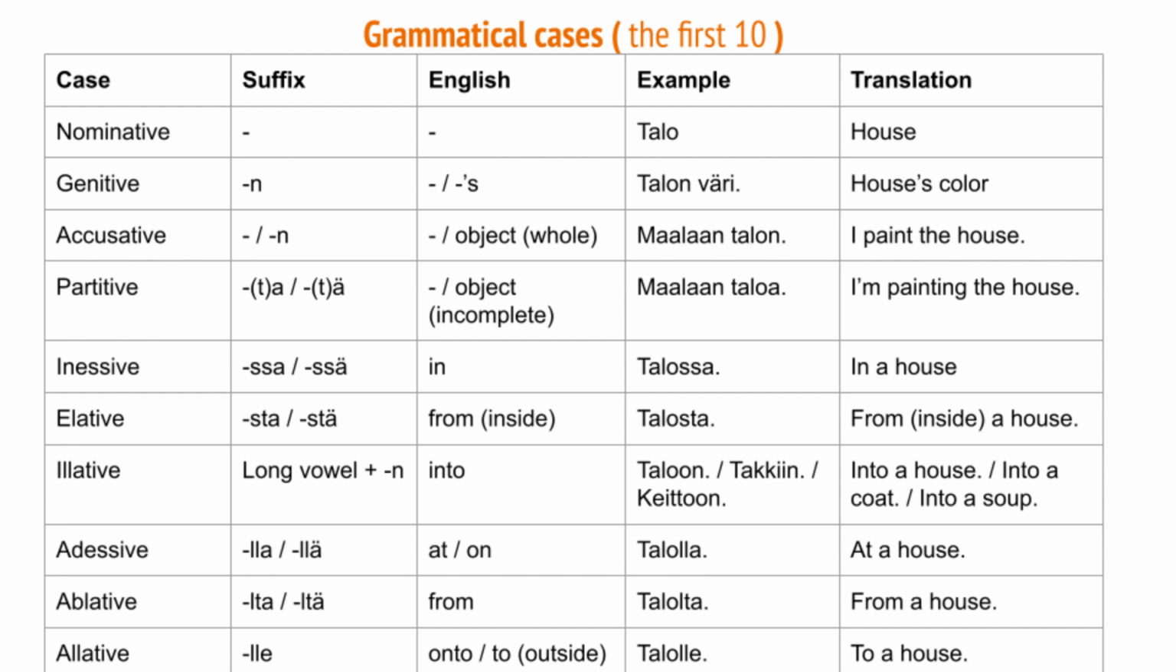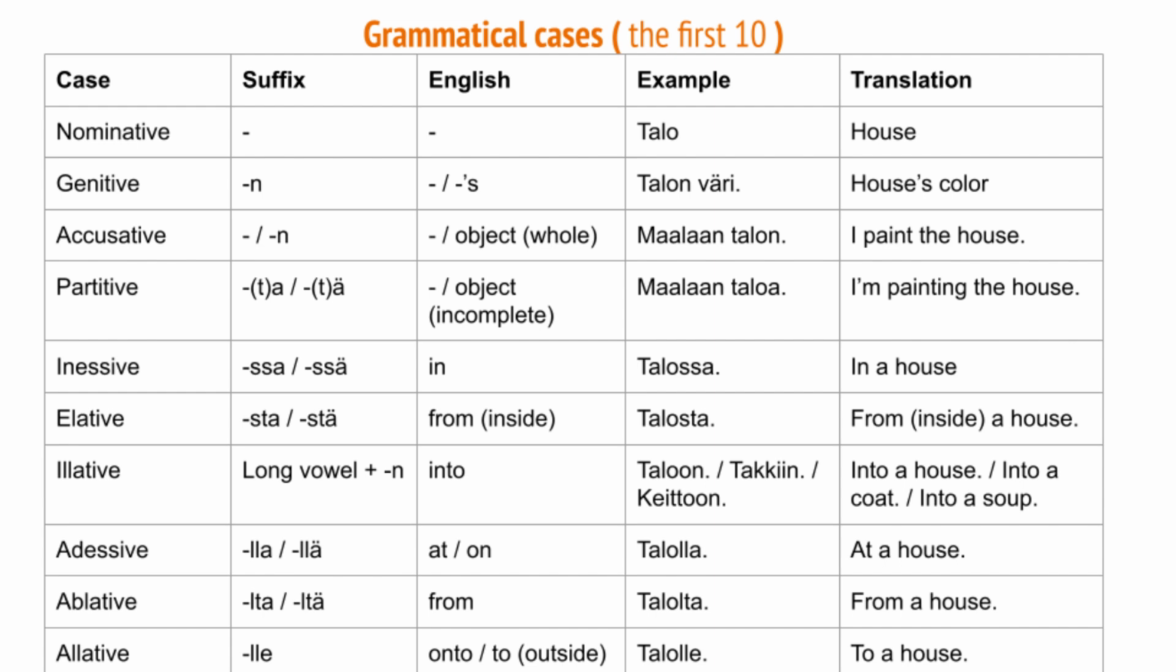And some of you might have the question, what if the word ends with something else than a vowel? And that's a thing that doesn't really happen in the Finnish language. All of our words end in a vowel, so it's usually very simple to conjugate them. So you just make them long and add the letter N, and then you have illative, you're going into a house, into a coat.